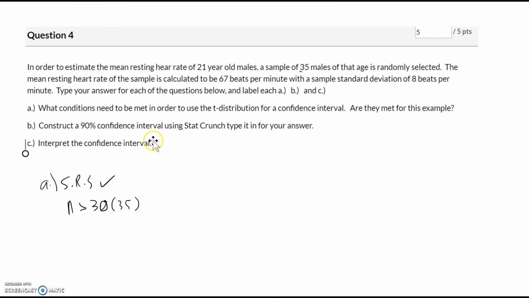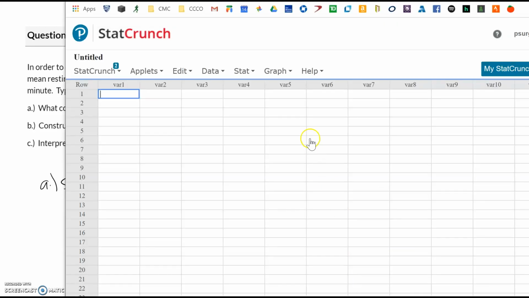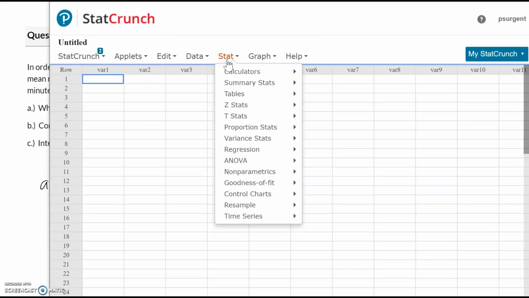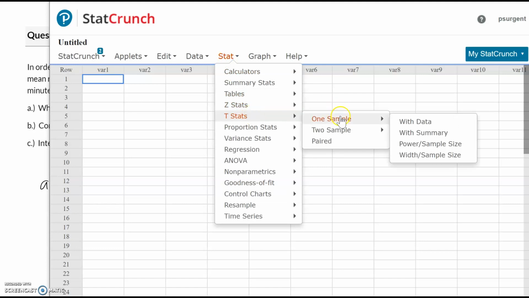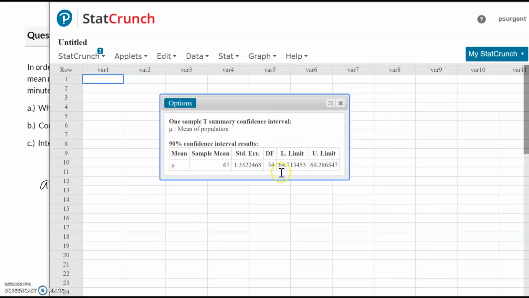90% confidence interval. So I have a sample mean of 67, sample standard deviation of 8, and 35 people. Okay, so let's see if I can remember all that. When I go into StatCrunch, I would go to Stat, and we're doing a t-stat, and we have one sample, and we have a summary. The mean heart rate was 67, standard deviation 8. We had 35 21-year-old men, and we want a confidence interval, I believe it was 90. And then I hit compute, and it gives me my answer.